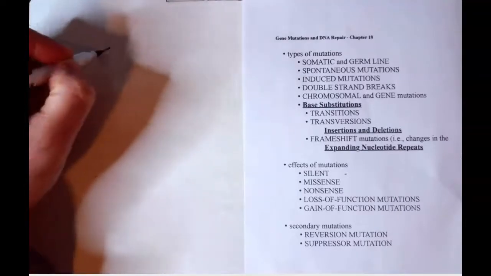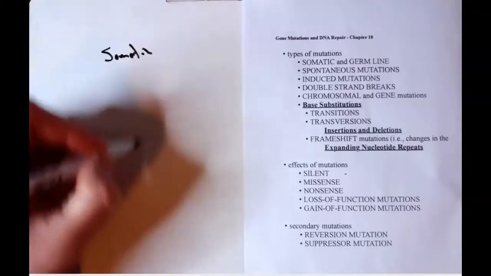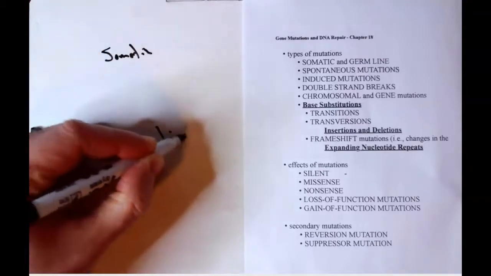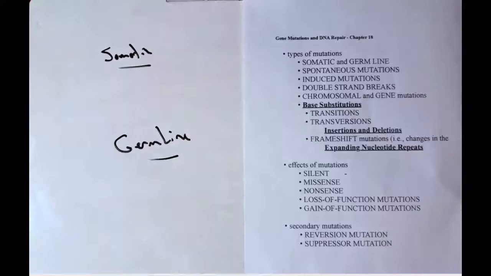So somatic and germline get at location. This gives you the idea of the cellular location of the mutation.